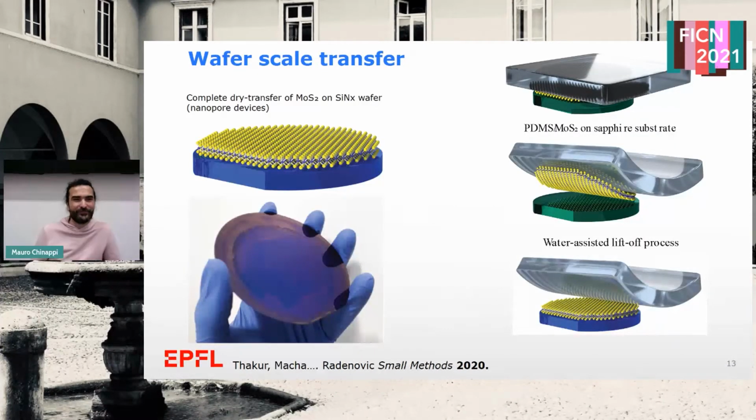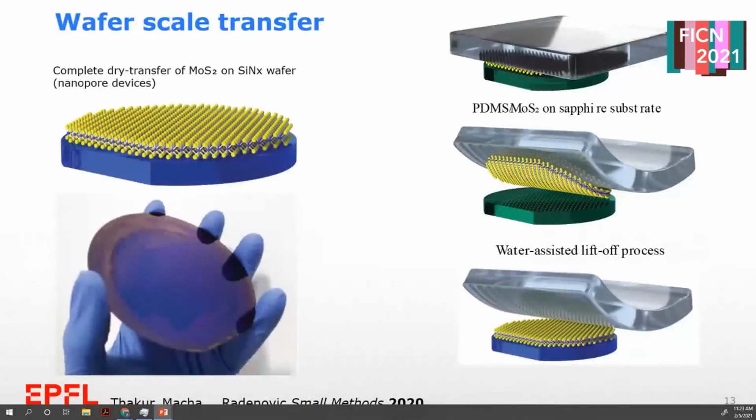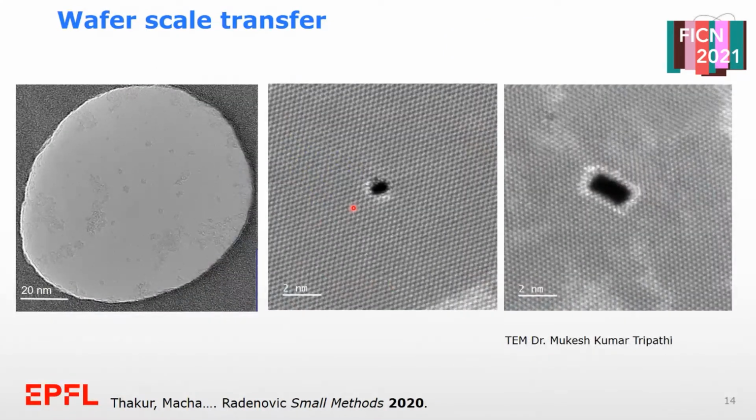Okay, so the whole process is like the following. Again, we start with our sapphire substrate. We put on PDMS, we slowly peel off the 2D material, and we place it on our full wafer, covering all devices. And then after that, we can again use an aberration corrected transmission electron microscope to drill the hole.